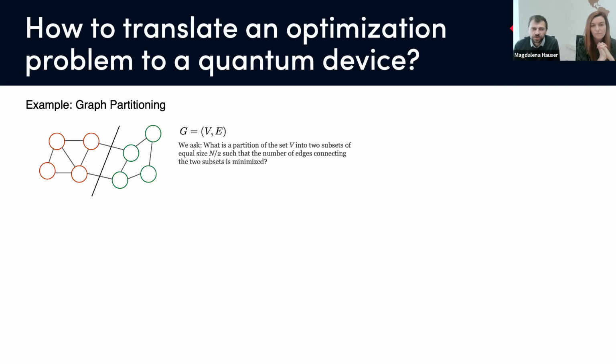If you're a computer scientist, you would probably think about this problem as a pure graph problem. So you have a graph with vertices and edges. And the problem that you have to solve is written here as an English sentence. What is the partition of the set V into two subsets of equal size, such that the number of edges connecting the two subsets is minimized? And I've already drawn the solution on the left side.